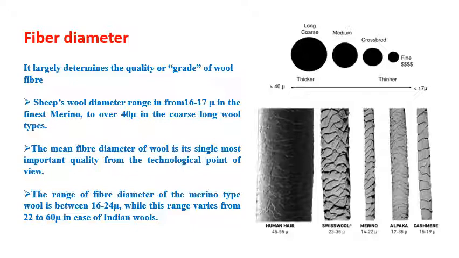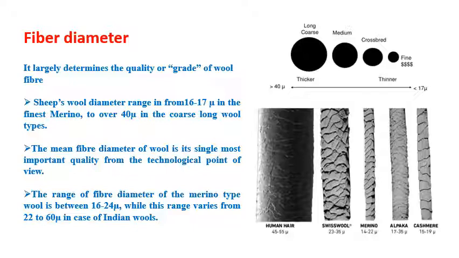So as I mentioned about the quality aspects of wool, one of the most important qualities for utility purposes is the fiber diameter. Fiber diameter plays a very important role for the utility of wool, and so in grading or quality evaluation fiber diameter is very important. So it largely determines the quality or grade of wool fiber. Sheep's wool diameter ranges between 16 to 17 micron in the case of the finest merino, and sometimes it will go even beyond 40 micron in the case of coarse wool breeds.